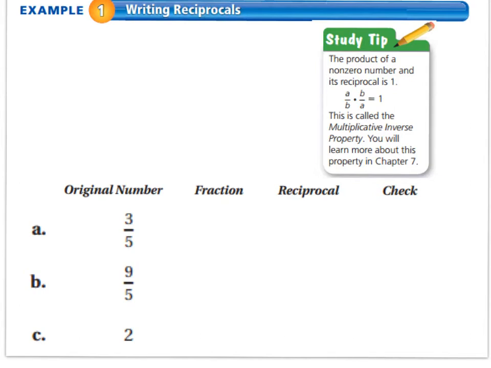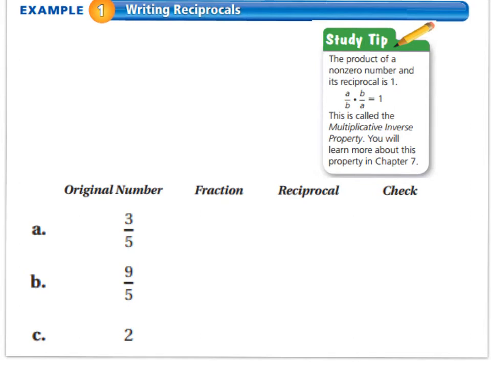In questions A, B, and C, we're given a number, asked to write it as a fraction. Sometimes they already are a fraction. Write its reciprocal, and then check to see that the multiplicative inverse property holds when we multiply the fraction by its reciprocal and get 1.